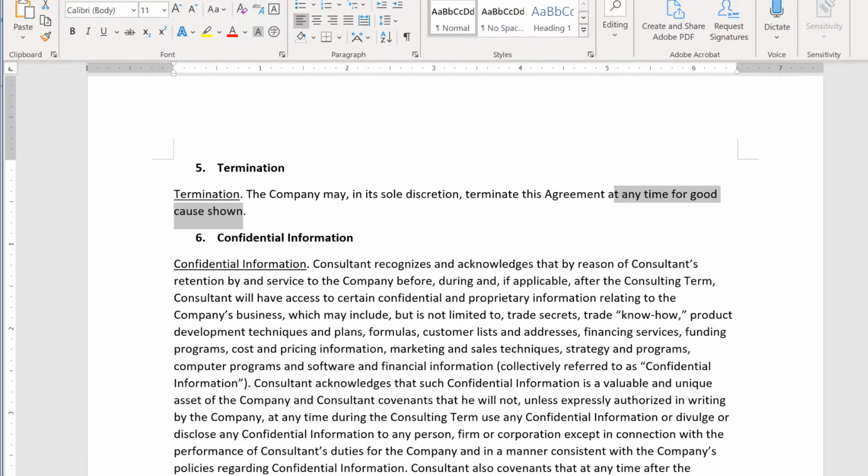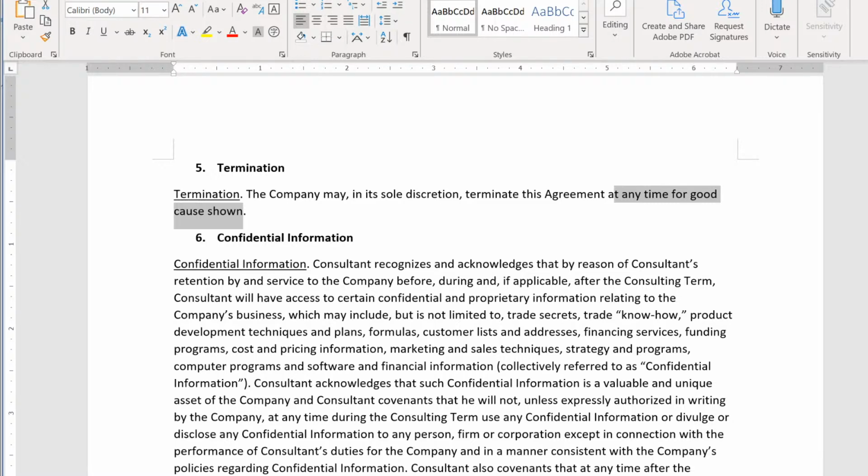Famously, I think one of the quarterbacks in the NFL actually lied about how they got hurt because they wanted to avoid having their contract voided based on that good cause, but they were hurt doing something that they shouldn't have been doing. So anyway, that's termination.